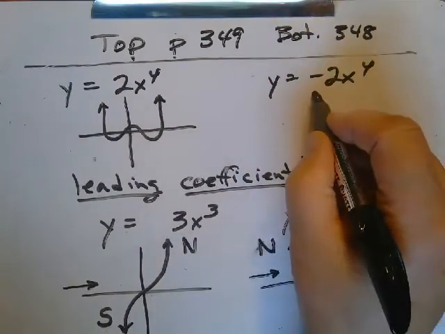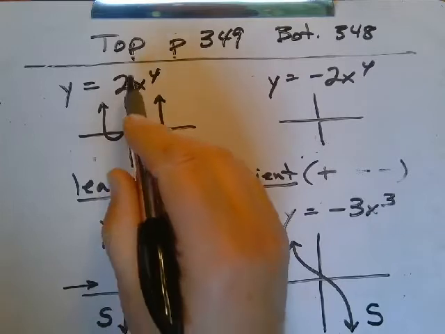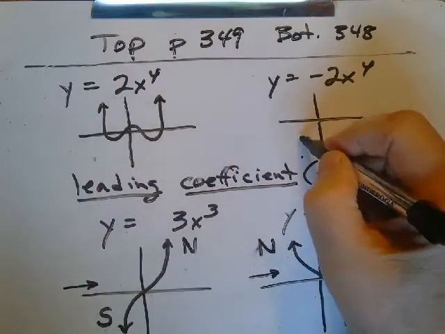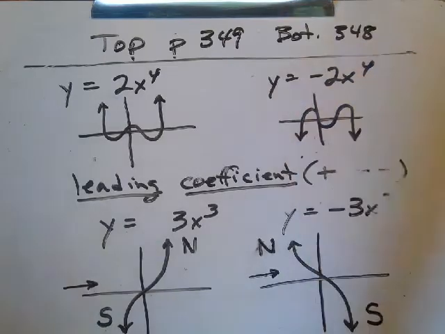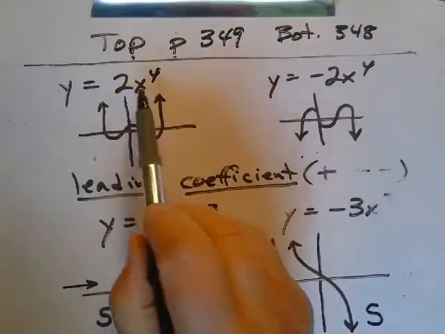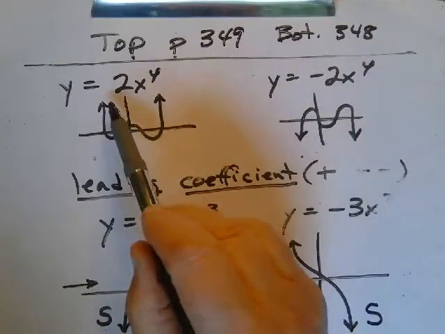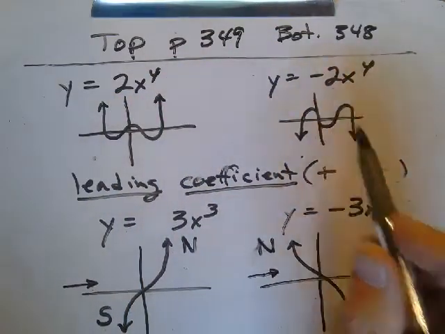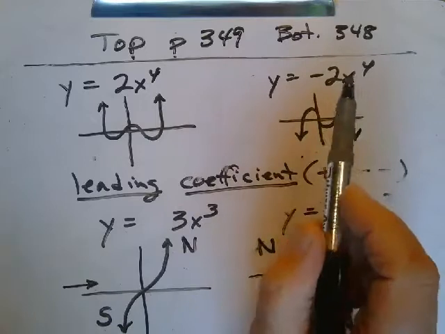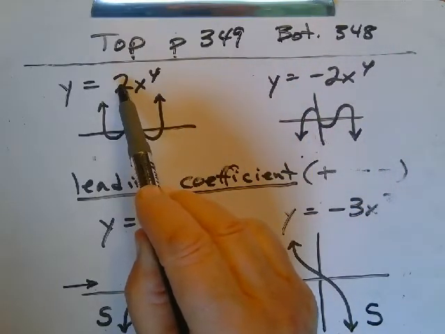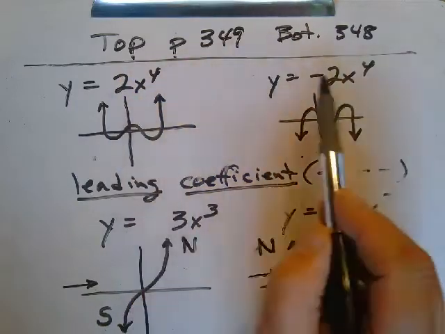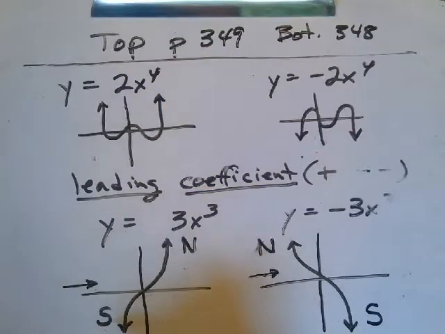When it has a positive leading coefficient, it opens up. And when it has a negative leading coefficient, it will open down, just like parabolas. So those signs determine which way these graphs open. It causes them to flip over, just like we saw with quadratics. A positive leading coefficient and a negative. One's opening up and the other's opening down. Here it goes from south to north versus north to south.